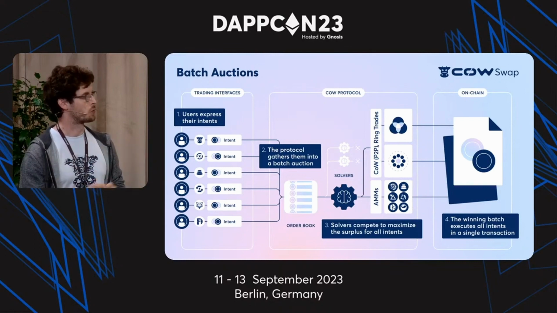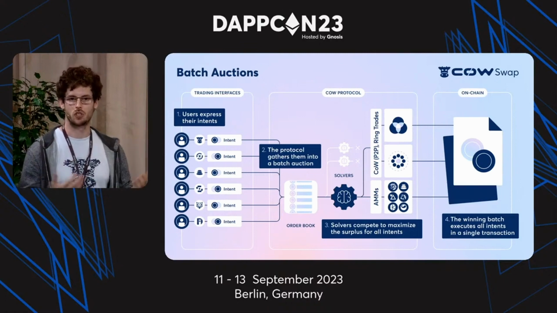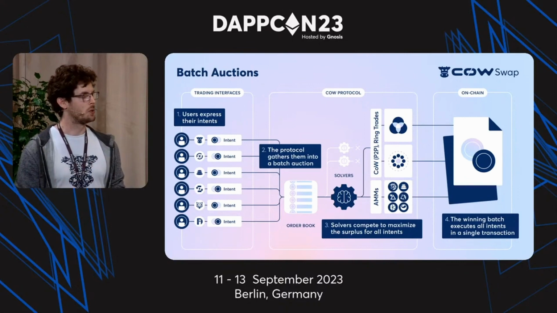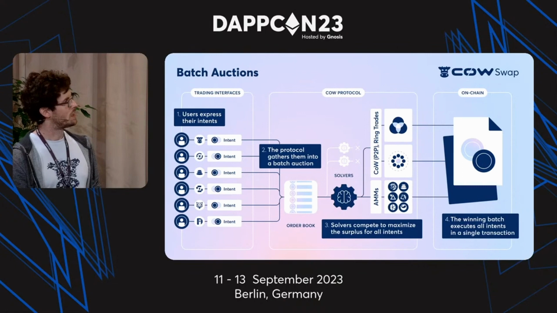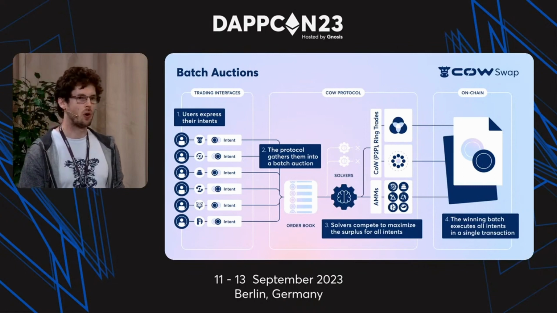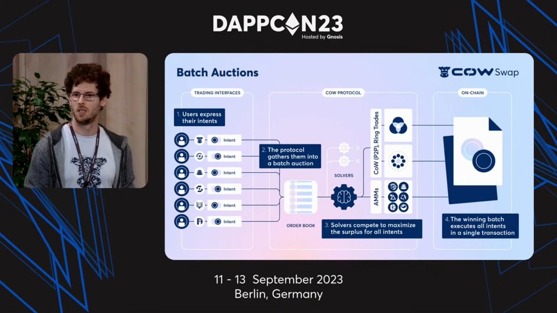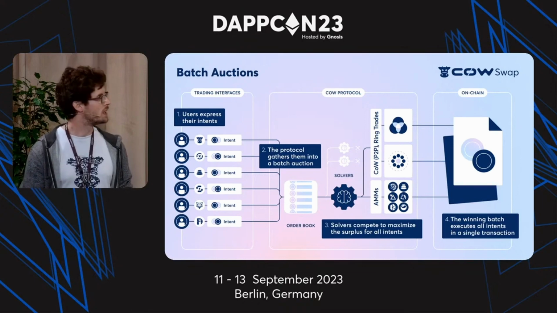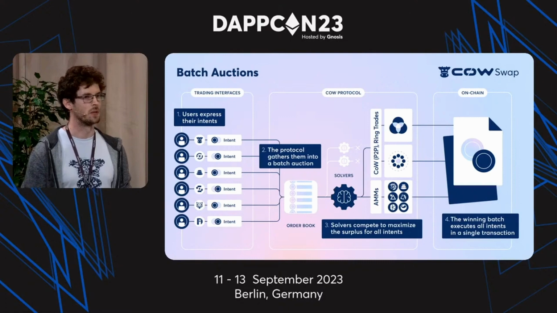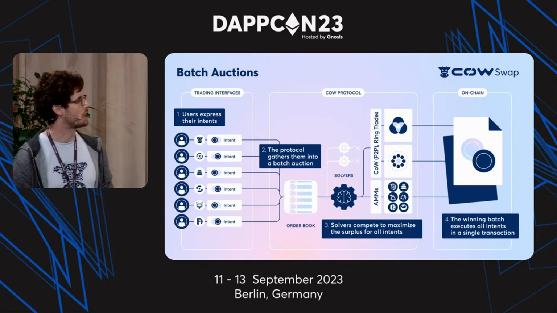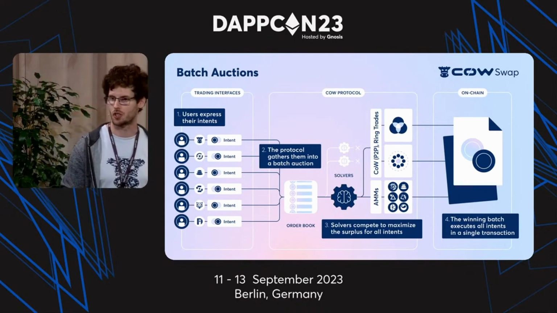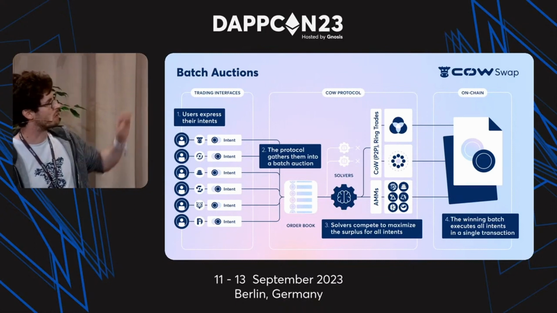We create what we call a batch auction from it. So essentially, we create an order book with all the intents. This order book and some additional information is sent to entities we call solvers. Those solvers compete for providing the best execution to our users. And in the end, one of the solvers wins, and the execution they chose is then actually transmitted on chain.